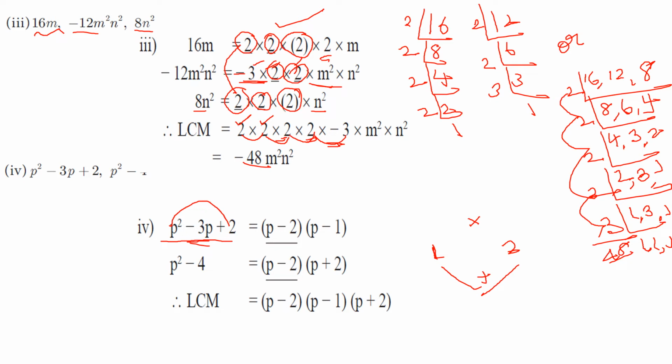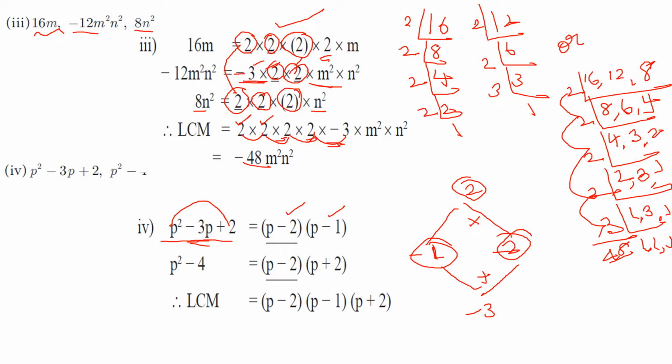So you can put it here minus 1 and minus 2. Minus 1 into minus 2 is 2. Clear? And if you add minus 1 plus minus 2, minus 3 will come. So the factors are minus 1 and minus 2. So you can write it p minus 1 into p minus 2. That is the factor. Next one, p squared minus 4.